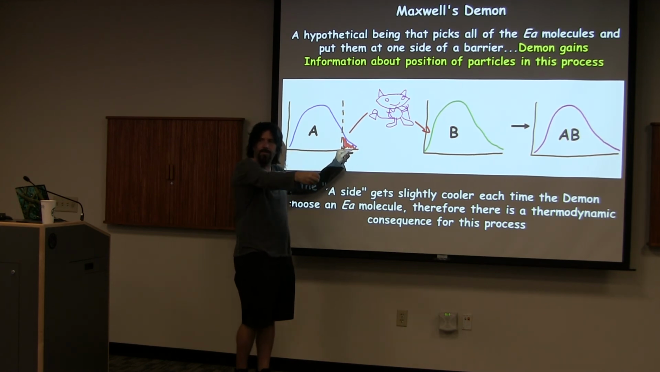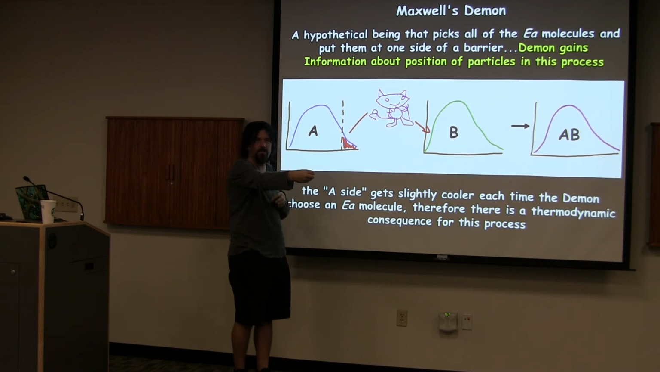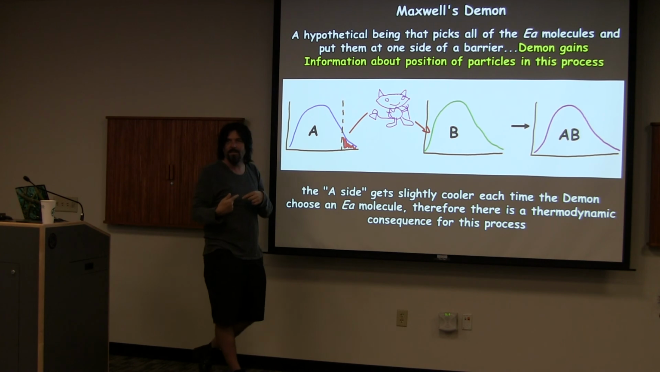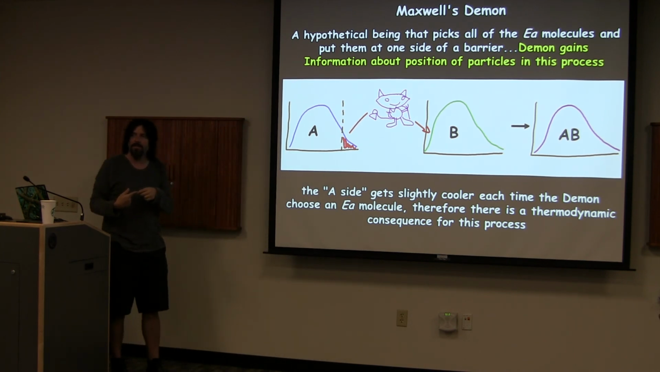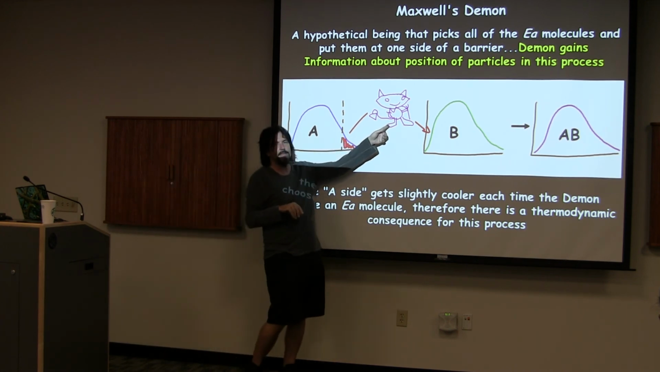Okay? And so if you do that, what you end up with is a whole bunch of hot molecules in one box, a whole bunch of cold ones in the other. You have a temperature differential, which means that you can drive an engine, because that's all an engine is. Does that make sense to everybody? So you have a temperature differential if you can have something like this.